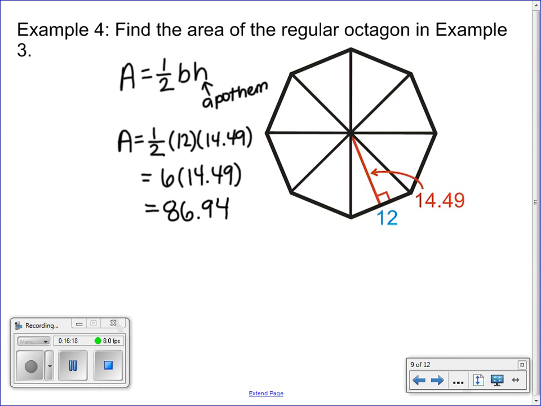And since that's the area of just one of my triangles, and I have a total of 8, I'm going to take that number, multiply it by 8, to get that the entire octagon has an area of 695.52 units squared.